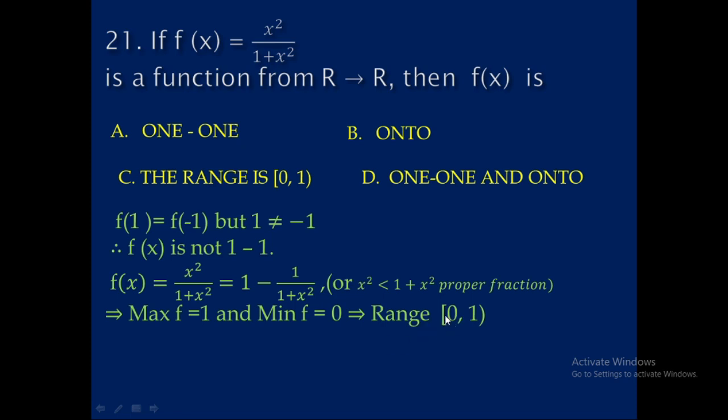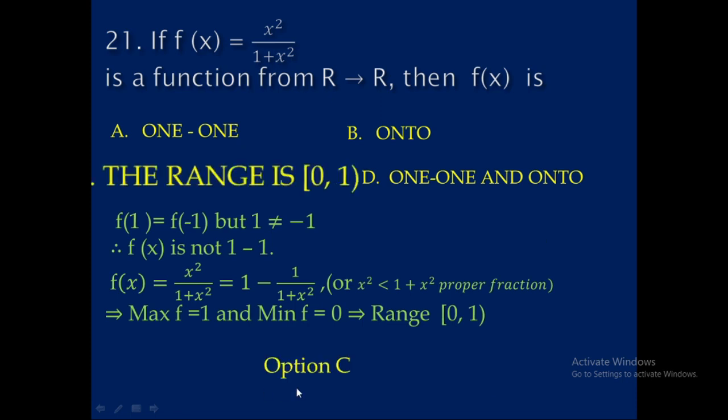Therefore, the range of this function is 0 to 1, where 1 is not included: the semi-open interval 0 to 1. The range is the semi-open interval 0 to 1, and the codomain is the set of real numbers. Range is not equal to codomain. Therefore, this function is not onto, neither one-one nor onto, but the range of this function is always the semi-open interval 0 to 1. Therefore, option C is the right option. The correct option is option C.